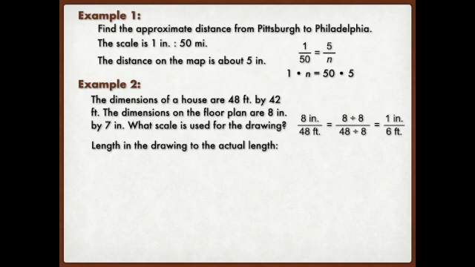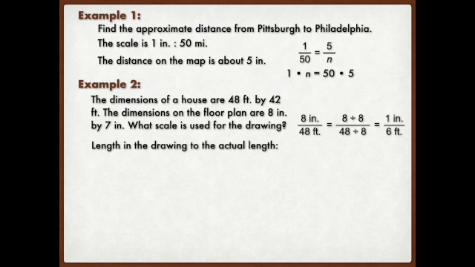Okay, here are 2 examples. I want you to pause this and see if you can identify the approximate distance and the dimensions of the house in example 1 and 2. Now, keep in mind that the scale, 1 inch to 50 miles, is a fraction. That's going to be a proportion, a comparison. So we're going to keep this as a fraction.